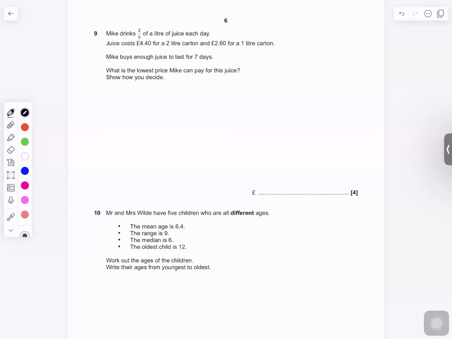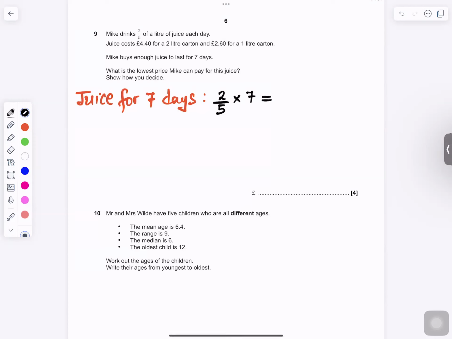Juice for 7 days. Let me write that first. How do we work that out? Well, I looked at how much juice was for 2 liters and how much it was for 1 liter, and I know that he drinks 2/5 of a liter of juice each day. Actually, I think I might have done this wrong. Mike buys enough juice to last for 7 days. Mike drinks 2/5 of a liter of juice each day. So 2/5 of seven is 14 over five.